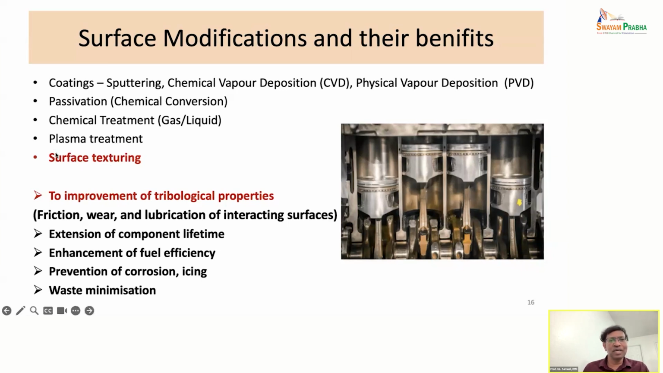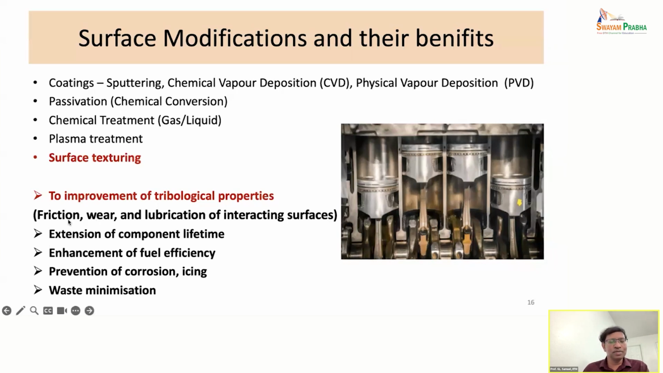Another important thing is that we can actually do surface texturing. And why is that? One of the reasons I have already said is that if you want to change the properties from hydrophilic to hydrophobic, we can do that, or the other way is also possible. And also we can improve these characteristics wherever two parts come in contact. There we can improve the tribological properties.